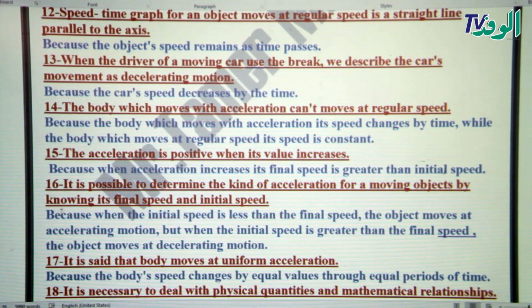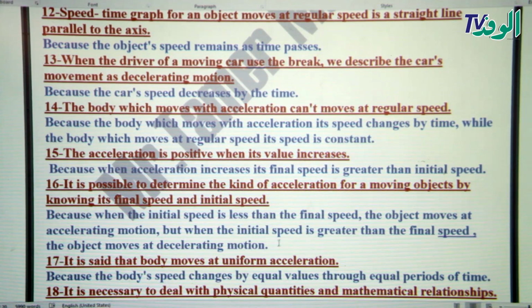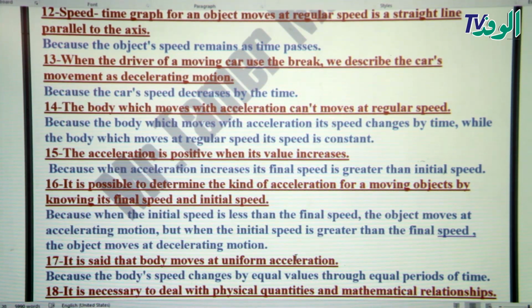Another question. It is possible to determine the kind of acceleration for a moving object by knowing its final speed and initial speed. Why? Because when the initial speed is less than its final speed, the object moves with accelerated motion. But when the initial speed is greater than its final speed, the object moves with a decelerating motion.